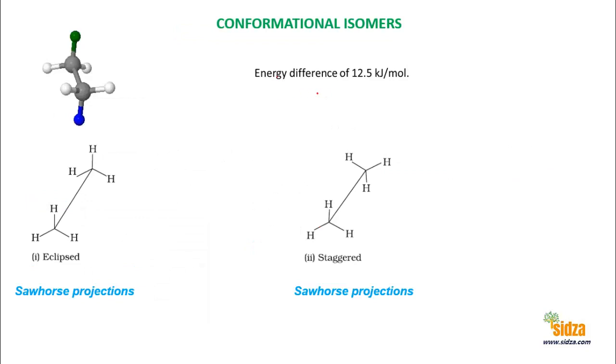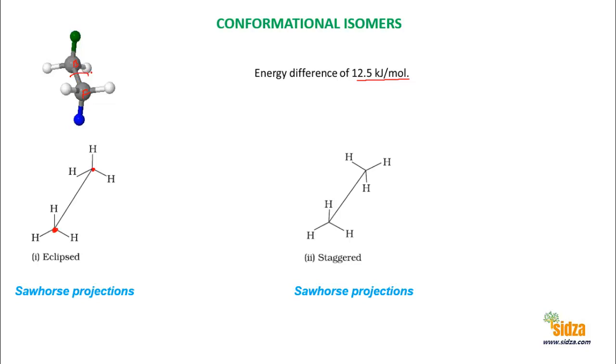The amount of energy that you require to change one conformational isomer into another is just 12.5 kilojoules per mole. So this is how we represent the different conformational isomers. This is a Sawhorse projection. Here you can see the two carbon atoms. Let's say this is our front carbon and this is the back carbon, right?